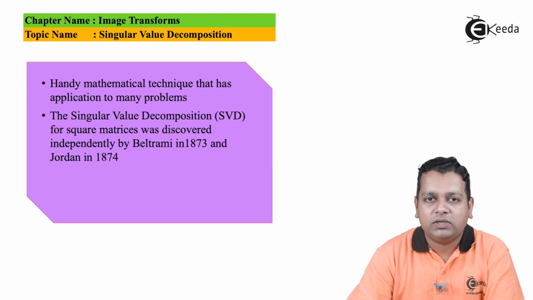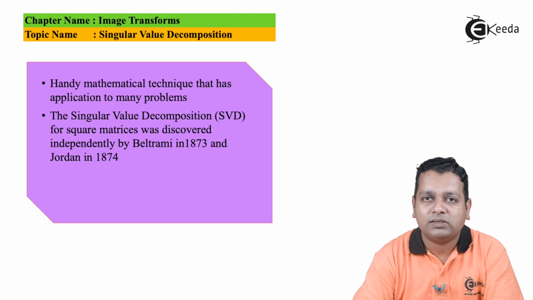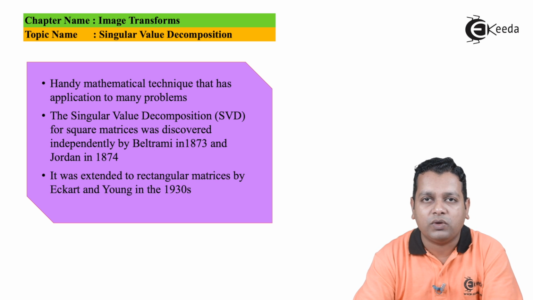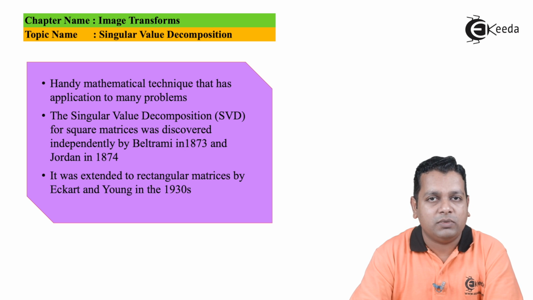The invention of singular value decomposition was originally for square matrices, and it was independently discovered by the scientists Beltrami in the year 1873 and Jordan in the subsequent year 1874. But as of now we see images as square grids or rectangular grids, so we should not always be confined to square dimensions.